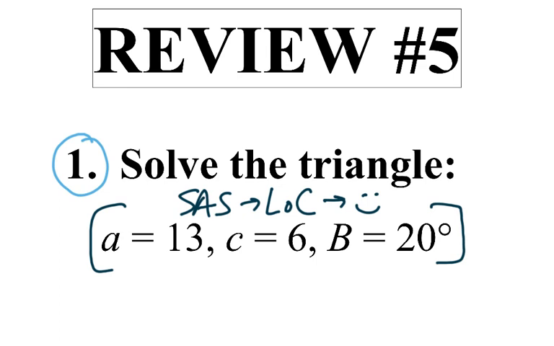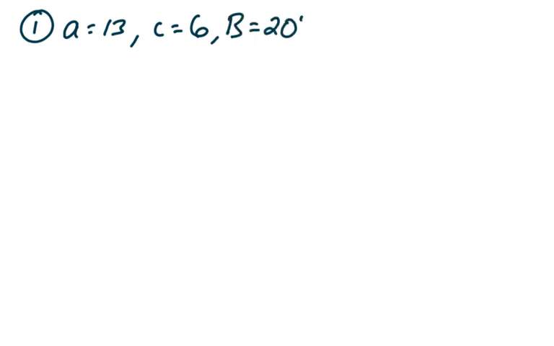Let's solve this triangle, all the sides and angles. This is review 5, number 1. I'm given that A is 13, C, and angle B is 20 degrees. All right, we sketched it. We already know it's going to be SAS, which is law of cosines.